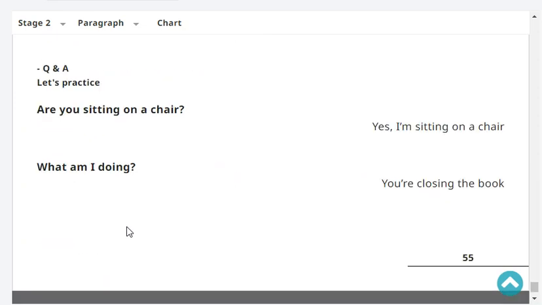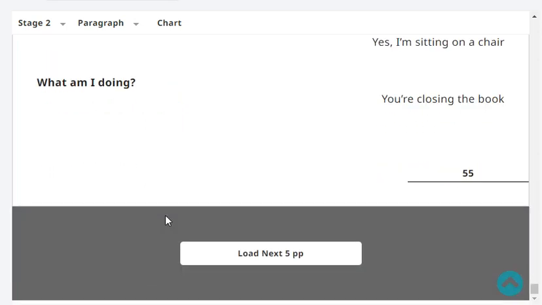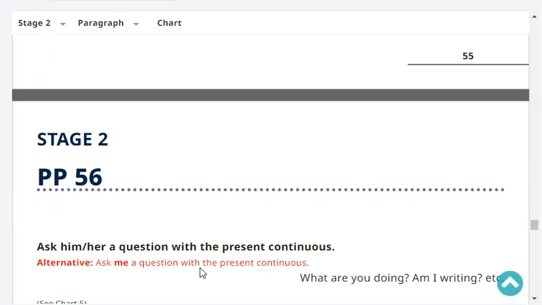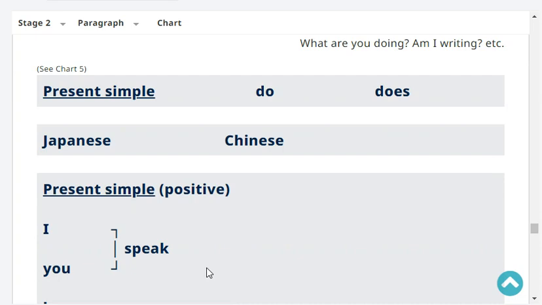Are you sitting on a chair? Yes, I'm sitting on a chair. Okay, very good. What am I doing? You're opening the book. What am I doing? You are closing the book. Very good. So that's it. Present continuous positive, negative, question.